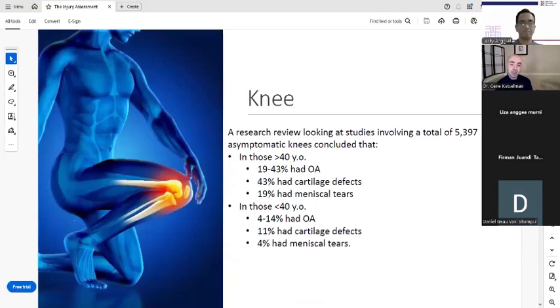For the knee, a research review looking at studies involving a total of 5,397 asymptomatic knees, so knees without any pain, concluded that in those over the age of 40, 19 to 43% had osteoarthritis, 43% had cartilage defects, and 19% had meniscal tears. And in those under the age of 40, 4 to 14% had arthritis, 11% had cartilage defects, and 4% had meniscal tears.